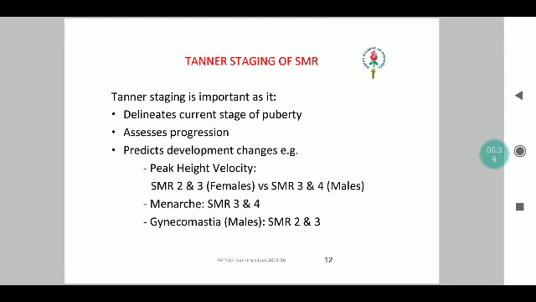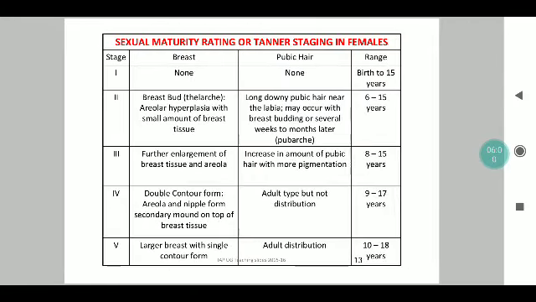Now, coming to the Tanner staging, the staging of it is important because it delineates the current stage of puberty, it assesses the progression, and it can predict the subsequent changes, that is the peak height velocity in SMR2 and SMR3 stages, which I'll come to in next slides. Menarche is seen in SMR3 and 4 and gynecomastia in stages 2 and 3.